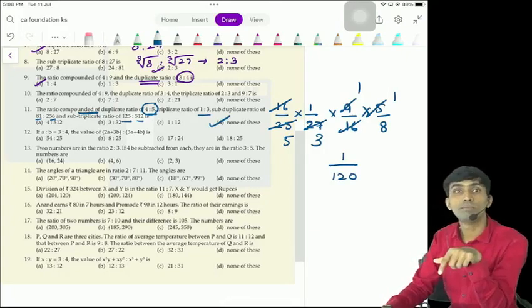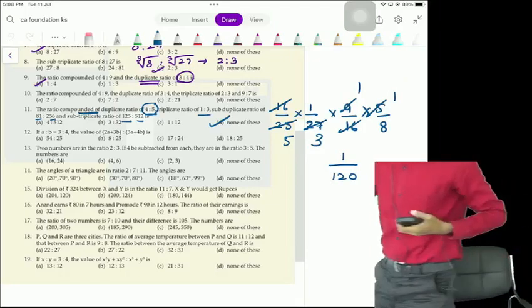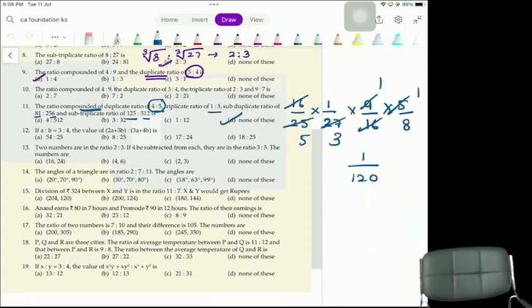Anybody has a problem? Please let me know. Is this clear, guys, boys? Is this question clear? Sure? Understand that language. See, I'm on the board. Please understand what they are saying. Compound of. What do you have to compound? Duplicate of this, triplicate of this, subduplicate of this and subtriplicate of this. Okay? Calculate that and then what? Multiply. Compound means what? Multiply.